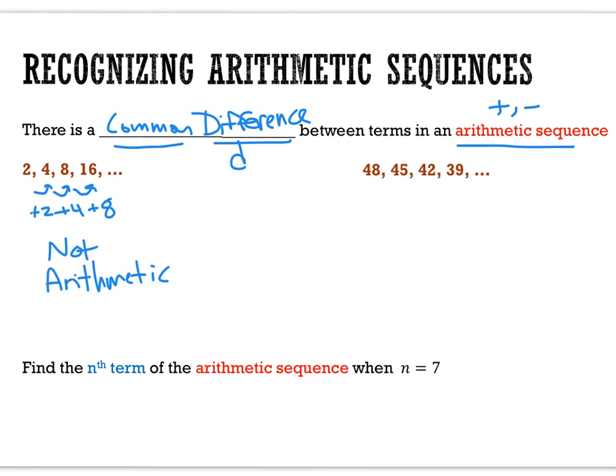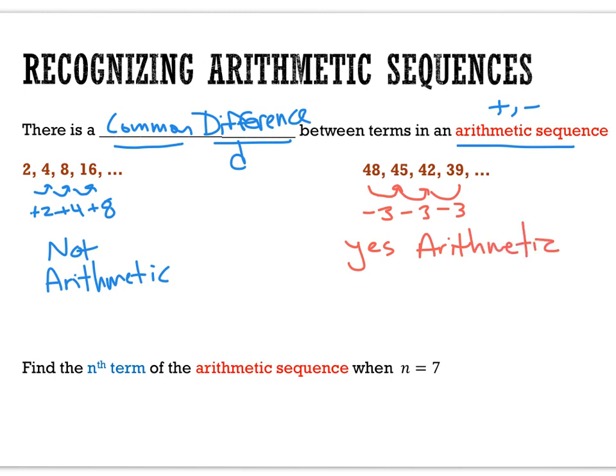Now let's take a look at the second one. We go from 48 to 45, so that's minus 3, and then minus 3 again, and then minus 3 again. If this pattern keeps going, we can see that we're probably going to be subtracting every time. So yes, this is arithmetic.